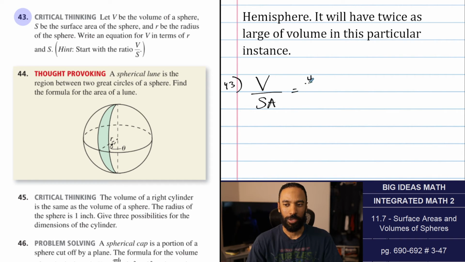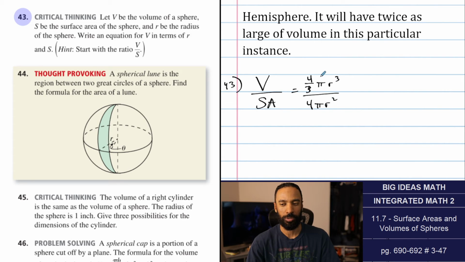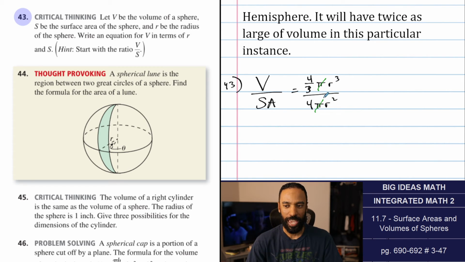So volume is 4/3 pi R cubed. Surface area is 4 pi r squared. Maybe they don't want pi in the answer. Maybe that's a part of it as well. So the 4's actually cancel, and if you're not sure how this 4/3 works on top, it's the same thing as just having the 4 on top, and then you divide by 3 on bottom, which multiplies by that 4.